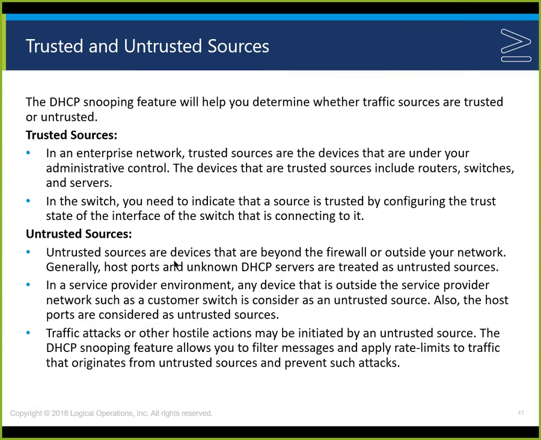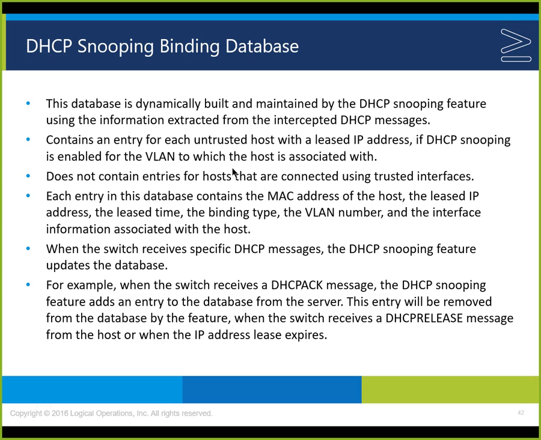DHCP snooping is primarily designed to protect us from rogue DHCP servers. In the enterprise, the trusted sources are the devices under our administrative control. To make a port trusted, we went into the port and entered ip dhcp snooping trust, so that I can now have a DHCP server running on it. Untrusted are devices beyond the firewall. Once I configure it, everything is untrusted except the things that we have trusted.